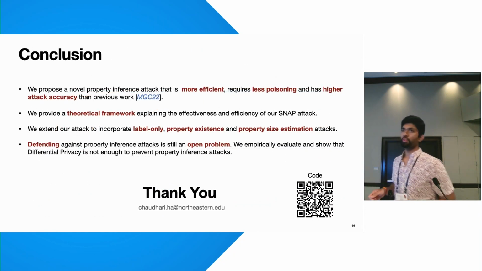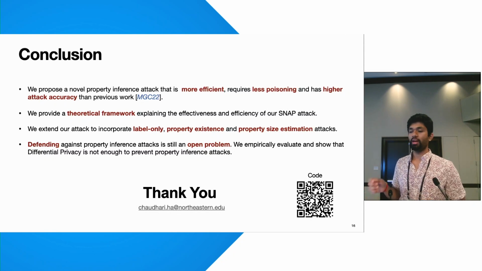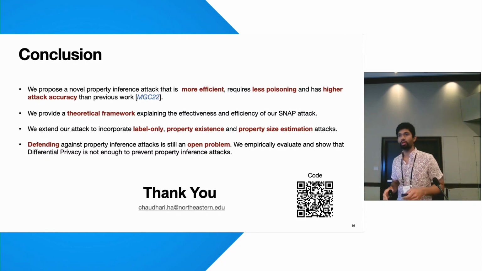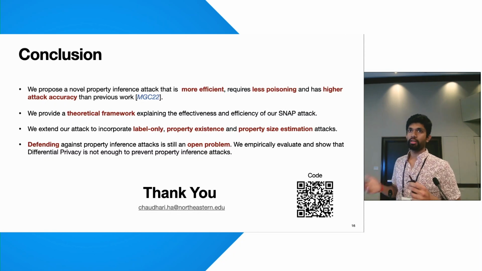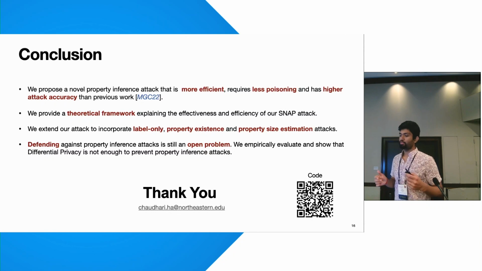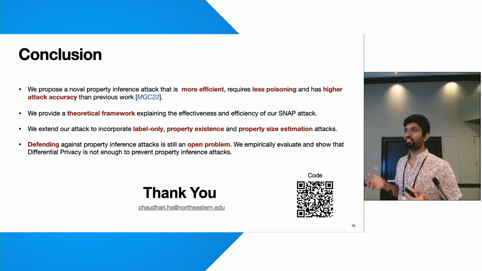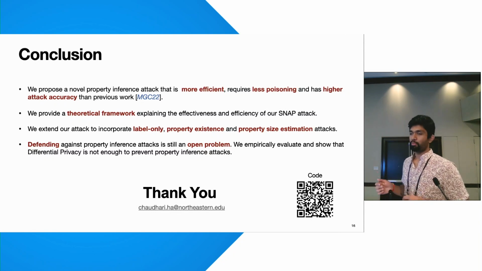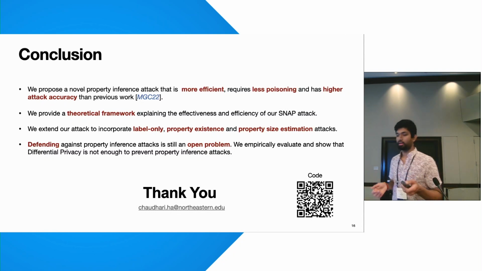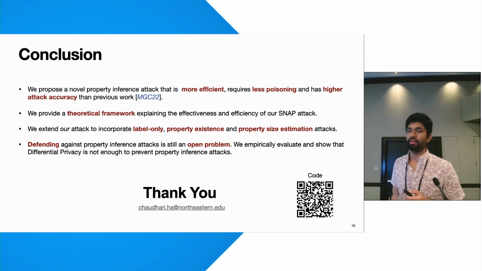So in conclusion, we propose a novel property inference attack that is much more efficient, requires much less poisoning, and has much higher attack accuracy than previous work. We provide a theoretical framework to explain why our attack is so effective. We extend our attacks for the label-only setting, the property existence and property size estimation versions. Defending against property inference attacks is still a hard problem to solve. We empirically evaluated and showed that differential privacy is not enough to prevent property inference attacks.